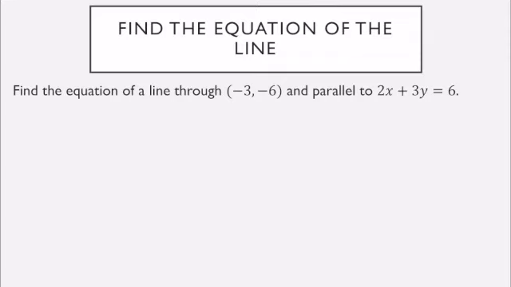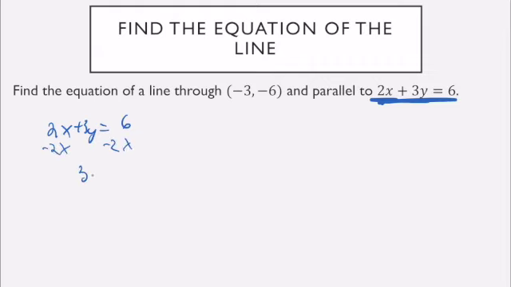Now I want to find the equation of a line parallel to 2x plus 3y equals 6 that goes through the point negative 3, negative 6. So in this case, I'm not given a slope. But I know that I want the line to be parallel to this line. Well, when two lines are parallel, they have the same slope. So let's go ahead and solve this equation for y.